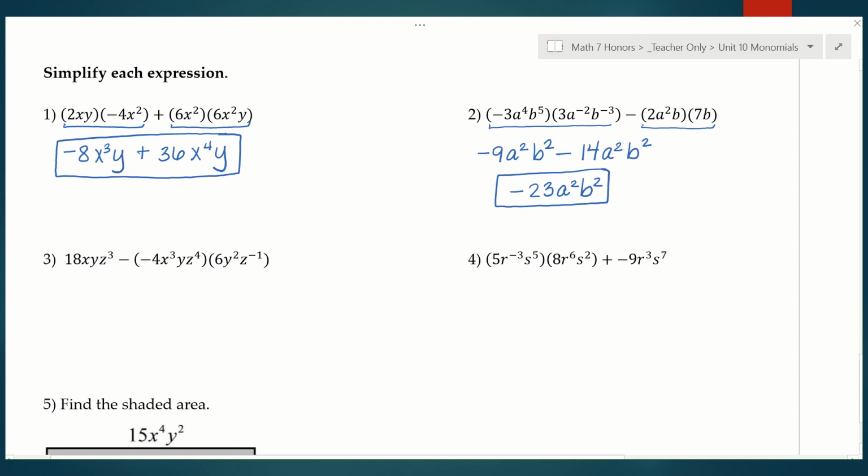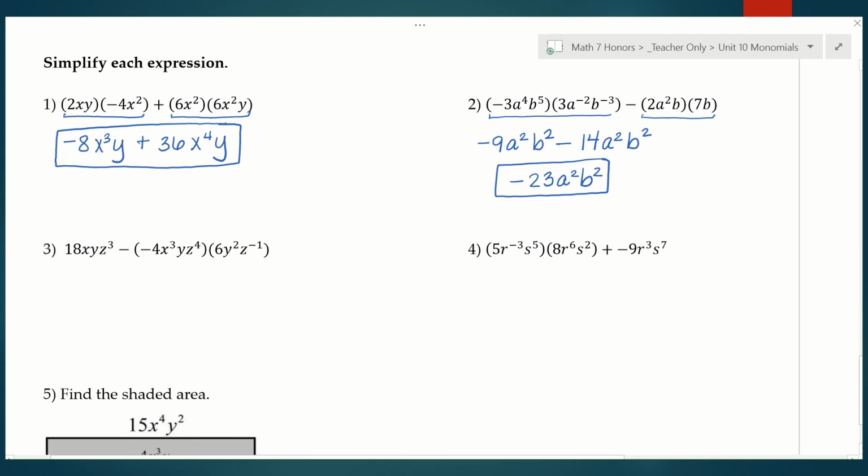All right, number 3. So here I have some subtraction and some multiplication. So we're going to take care of the multiplying first. So this monomial that's out front, I'm just going to bring it down because I don't need it yet. Okay, so negative 4 times 6 is negative 24. So since I have a minus negative 24, I'm just going to change that into a positive 24 right away. X to the third stays the same because there's nothing to multiply it with.